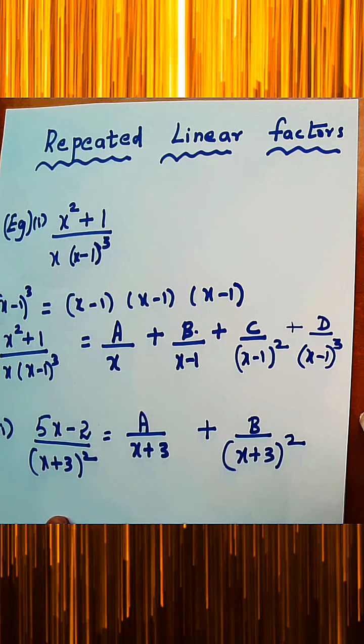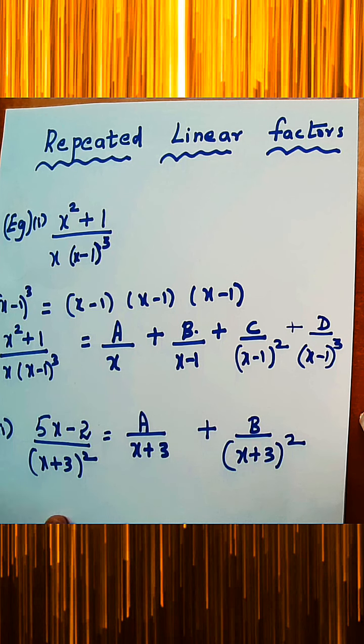We are going to discuss partial fractions type 2, repeated linear factors. But before that, what is the meaning of partial fractions? Partial fraction is nothing but breaking up a proper fraction into a sum of other fractions. Just breaking the fractions. A very important thing is that it should be a proper fraction. What is a proper fraction? The numerator degree should be less than the denominator degree.